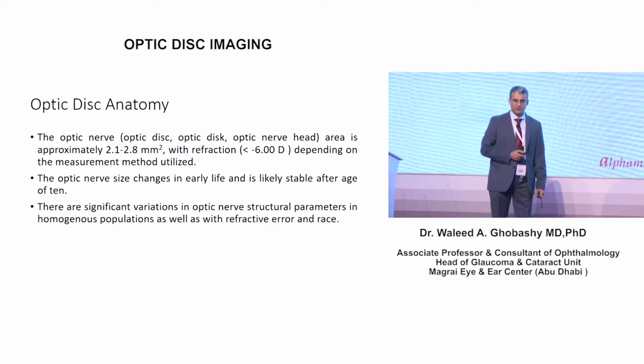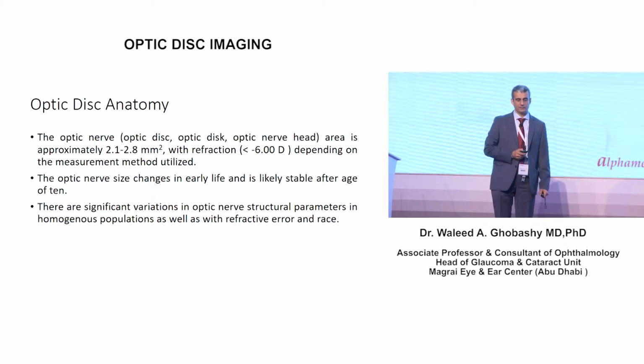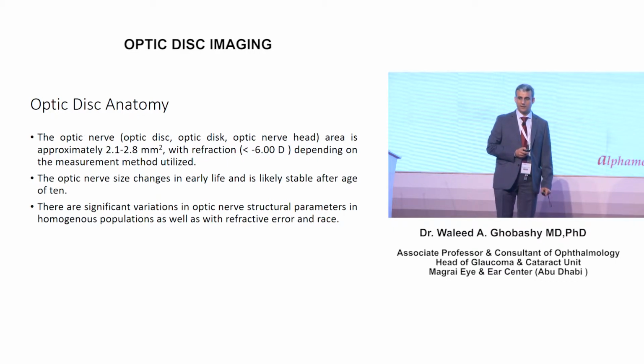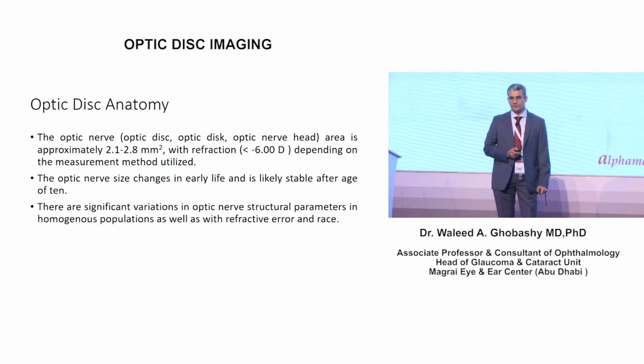We know that the optic nerve is a variable structure. The disc area ranges from 2.1 to 2.8 square millimeters in patients without high myopia, like -6 diopters of refraction. The optic disc changes in the early years of life and becomes stable by the age of 10 years, and there is still significant variation according to refraction and race.